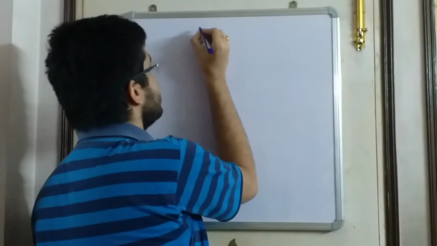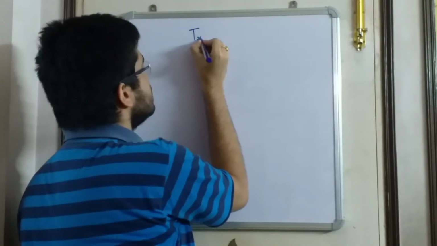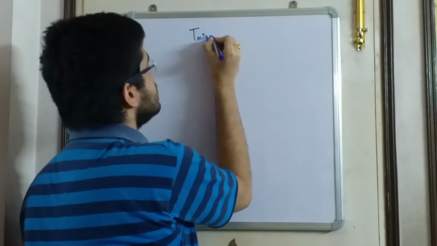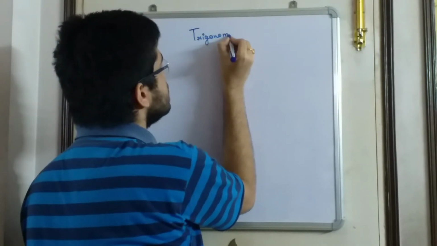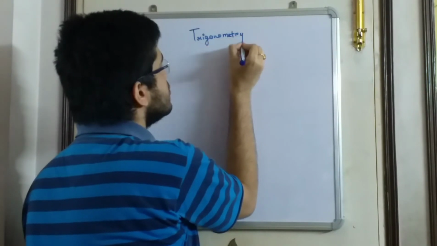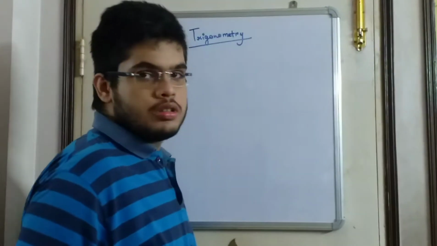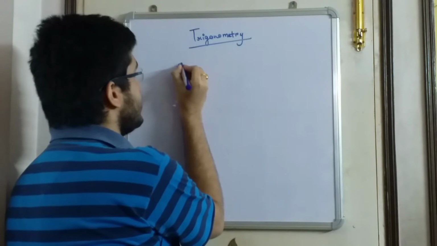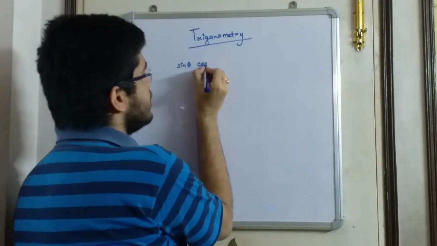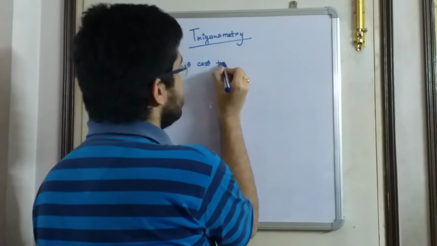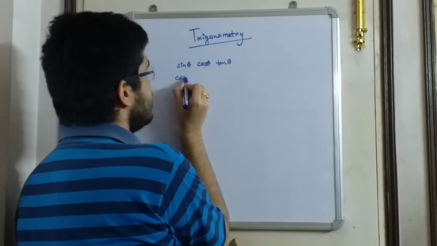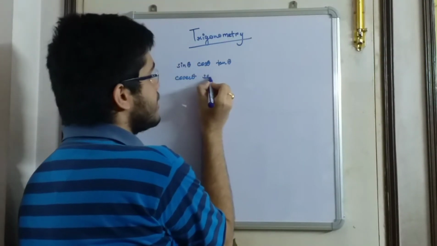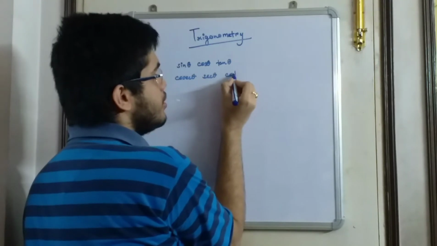So the chapter which we are going to learn today is trigonometry. I hope all of you know the 6 basic trigonometric functions, which are sine theta, cos theta, tan theta, cosec theta, sec theta and cot theta.